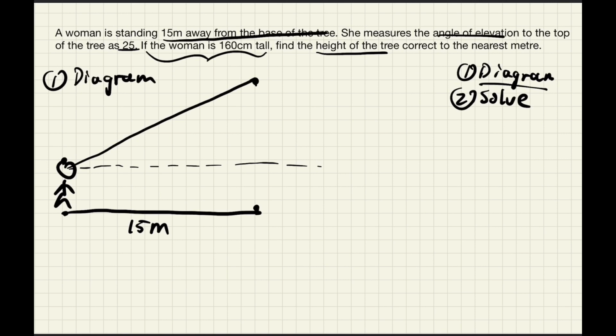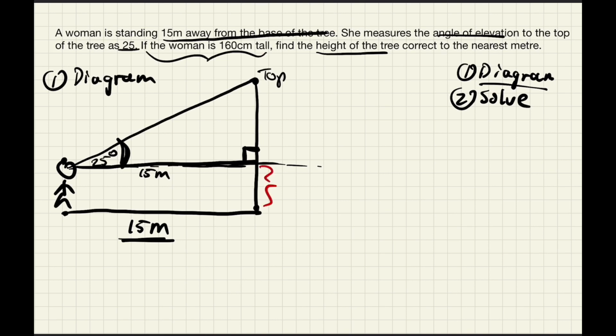So let's keep drawing this diagram. We know this is the top of the tree, and the tree comes all the way down here to the ground. We know that this angle here is going to be 25 degrees. We know that this distance here is also going to be 15, because it's just from where she's standing to the tree, so that's also 15 meters. We can safely assume this is a right angle and that the horizontal is perpendicular to the tree. And importantly, this distance here is going to be 160 centimeters, or in meters, 1.6 meters. So here's our diagram.